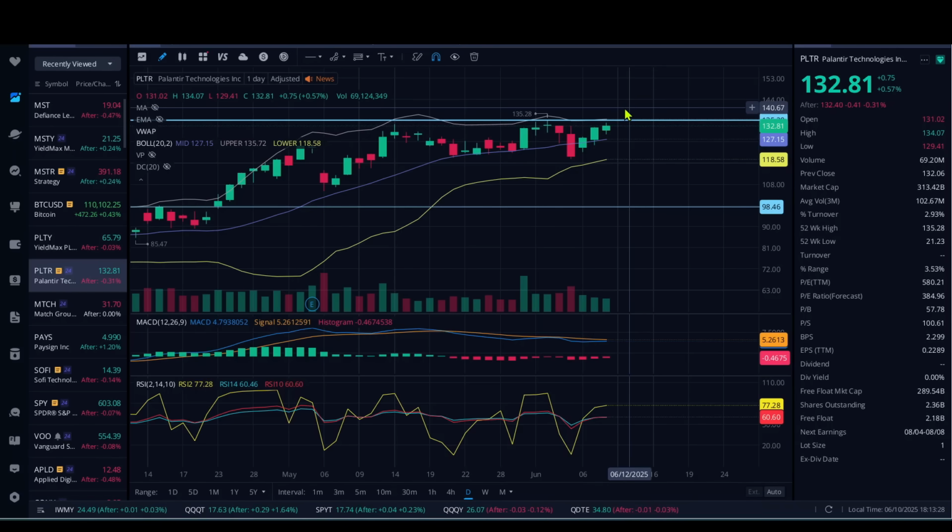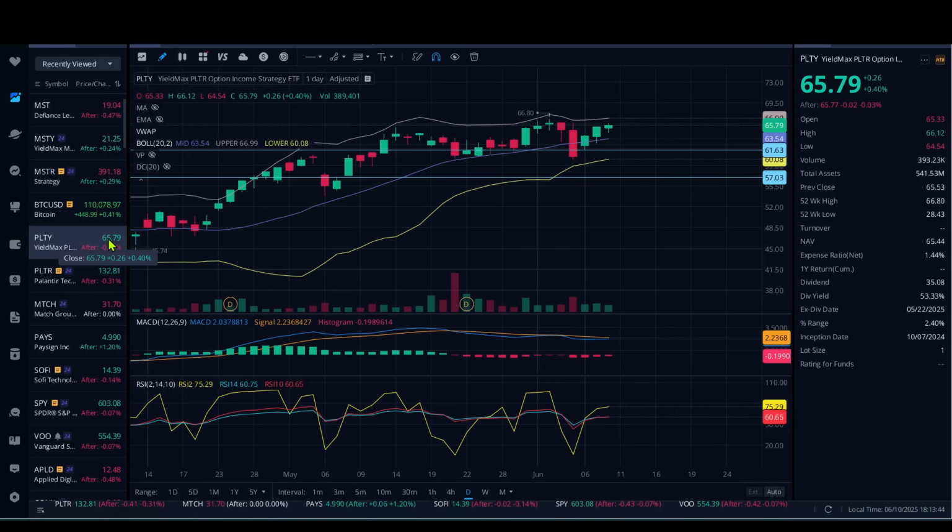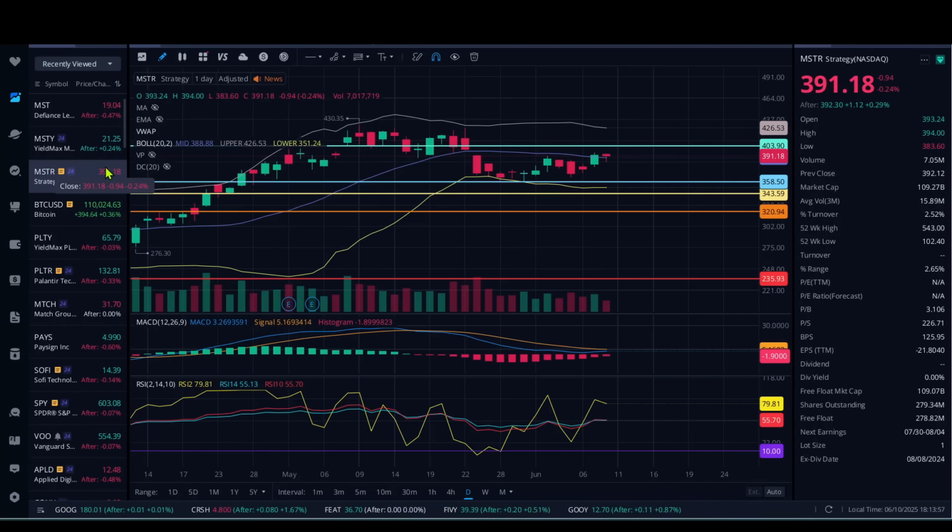So let's just compare as far as the percentage wise, because I don't think I did that for MSTY, but we'll go back and do that. But as you can see here, PLTR moved up 0.57% and PLTY moved up 0.4%. So just about captured all of that upward movement. So way to go, PLTY. And for MSTY, we've got Mr. at minus 0.24%. So Mr. actually dropped a little from yesterday's close by 0.24%.